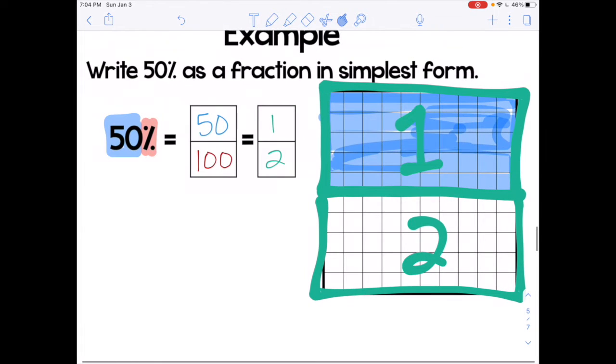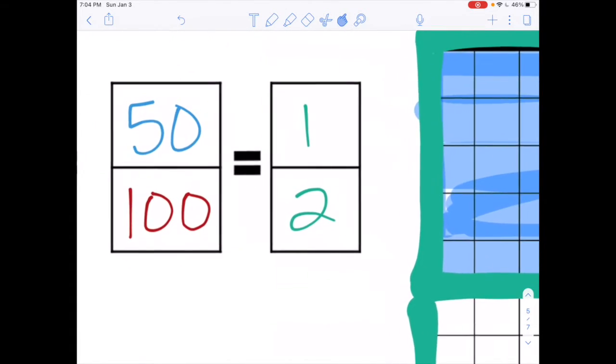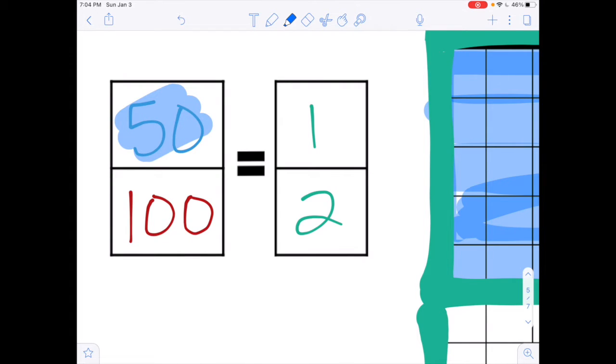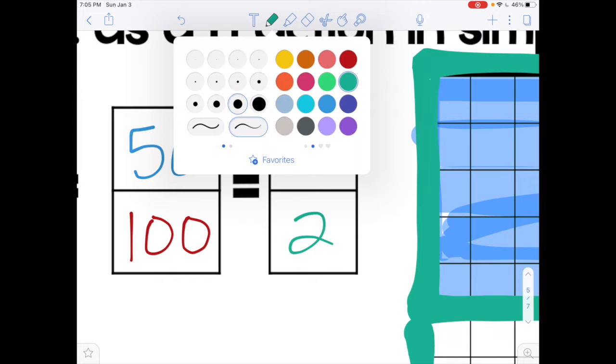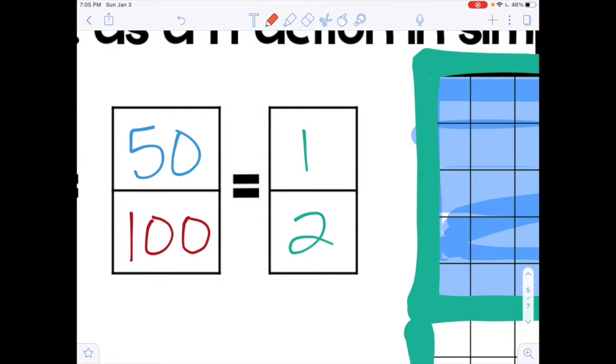Another way to think about this is I'm going to divide the numerator 50 and the denominator 100 by the same number, by the greatest common factor. And we practiced a lot in December about not just using 2, but actually trying to use the number itself. So here is 50 divided by 50. 50 divided by 50 equals 1. So I'm going to do the same thing to the denominator. 100 divided by 50 equals 2.